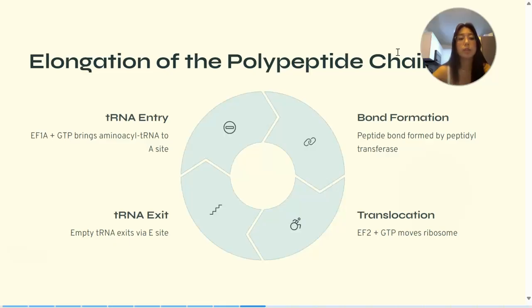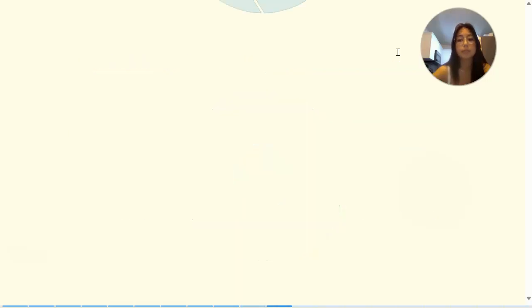EF2 then promotes translocation. The ribosome shifts, moving the new peptidyl tRNA into the P site and the empty tRNA to the E site for release.